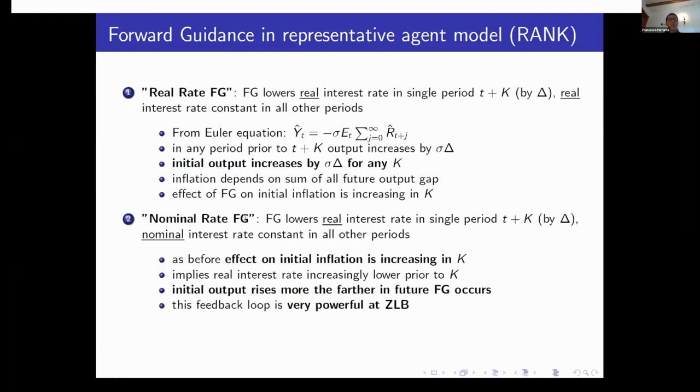Another experiment that people have used to look at the power of forward guidance is what we call a nominal rate forward guidance, in which, again, the central bank lowers the real rate in a period T plus K by the same amount, but in this case, it keeps only the nominal rate constant, so that the real rate is allowed to move in the periods preceding period T plus K. In this case, we have an additional amplifying effect coming from the fact that the impact on inflation is increasing in K, and this implies that the real rate starts going down more and more the farther in the future is the announcement. So in this case, instead of being constant, the initial output rise is larger the farther in the future the policy occurs. And this feedback loop is very powerful at the ZLB, where the nominal rate is kept constant.